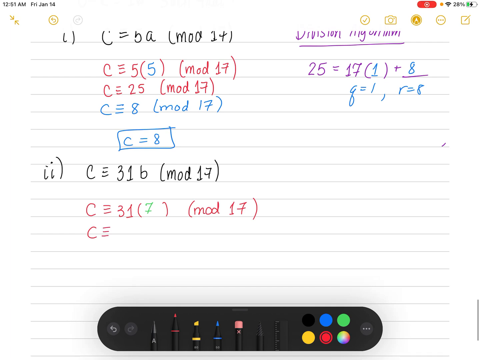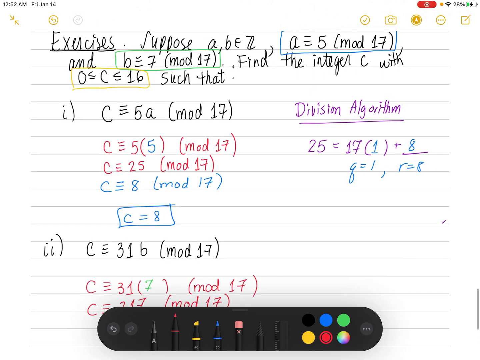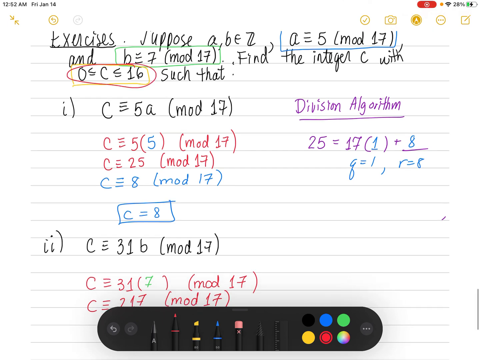So I have C is congruent to, what is 31 times 7? Well, I believe that is 217. Right? 217. So C is congruent to 217 mod 17. Now, remember, the number we're trying to find, C, is congruent to 217. It's not necessarily equal to it. Could it be equal to 217? No, because C has to be between, remember, 0 and 16.